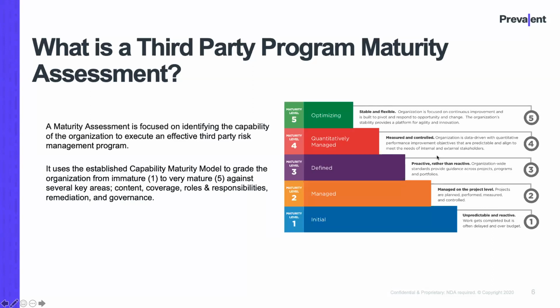Now, what is the maturity assessment actually trying to achieve? It's really looking at the broader capabilities of the third-party program. It looks at governance. It looks at a couple of key pillar areas, which we will cover off. But the objective really is to ascertain across scope, coverage, maturity from governance, audit, the depth of detail, how mature the organization is in managing the program, and whether it integrates with the broader strategies.